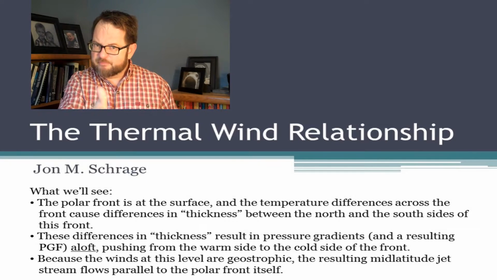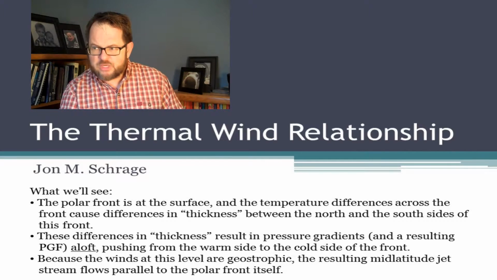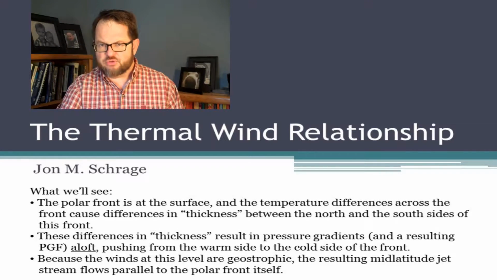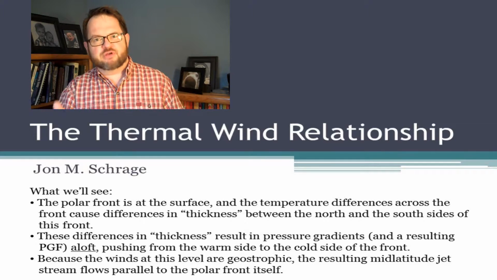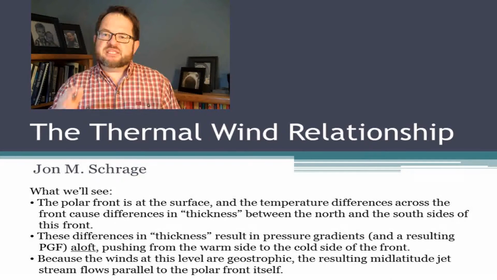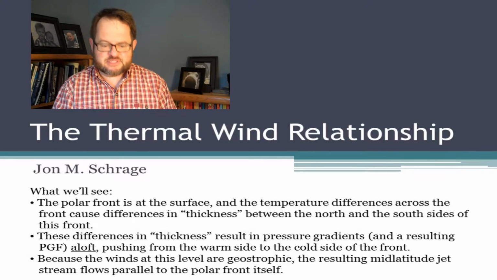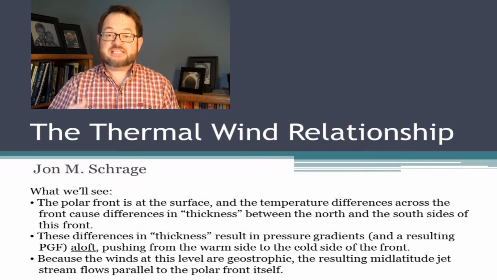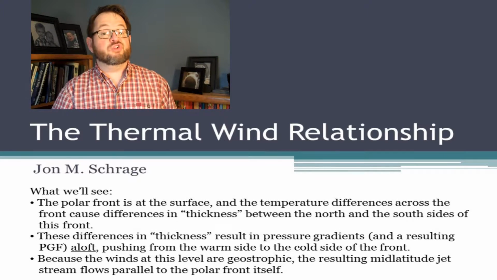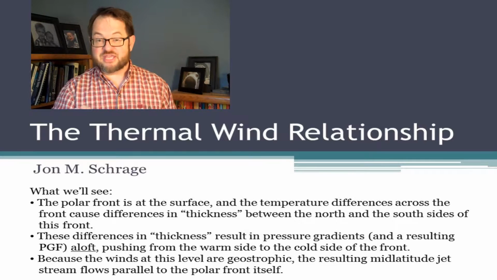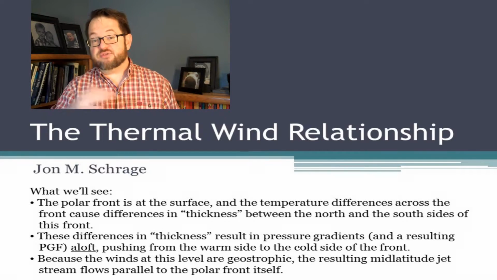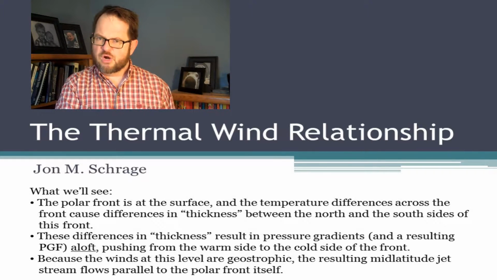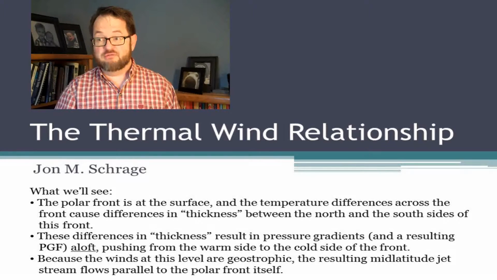Now remember, we've talked about this idea of a polar front before. It's this boundary between cold air masses that are coming from the north and warmer air that's coming from the south. We will learn that this is cold fronts and warm fronts and so on. But this polar front is someplace at the surface, and we know that there will be temperature differences across the polar front. These temperature differences are going to create differences in what are known as the thickness of the atmosphere. We'll talk about that in just a moment. Between the north and the south sides of the polar front, on the cold side there'll be one value for the thickness, and on the warm side of the front there'll be a different value of the thickness.